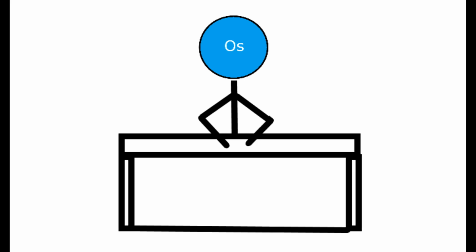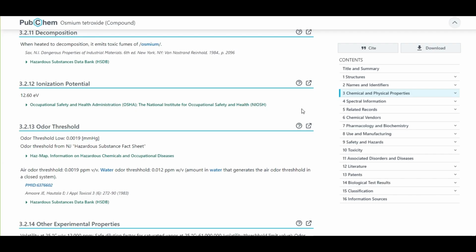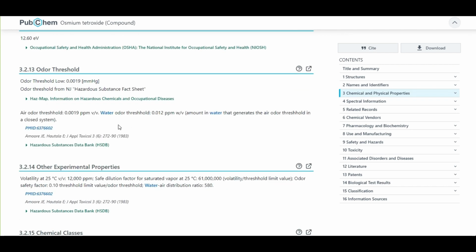Now, everybody and their dying grandmothers already know that osmium tetroxide is toxic. But how much is considered toxic? So first, I'd like to look at the odor threshold for osmium tetroxide, because it has been said many times by many people that osmium tetroxide becomes toxic at concentrations lower than the threshold at which you can smell it. So right here, the odor threshold in air is 0.0019 parts per million.